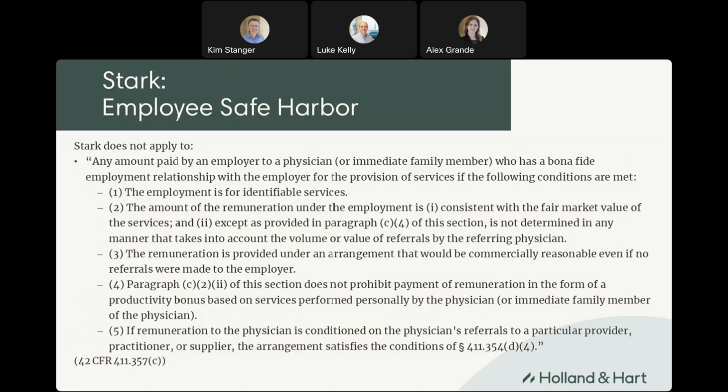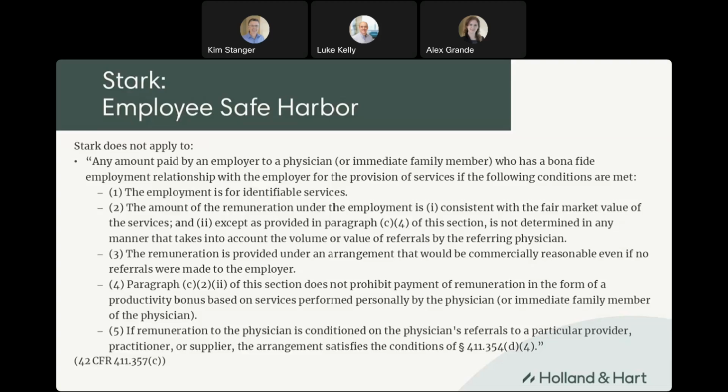In order to fit within the employment safe harbor, you're going to want to make sure that your employment contracts for physicians, or if you're employing a member of the physician's family, satisfy the following. Stark doesn't apply if the amount is paid by an employer to a physician or immediate family member who has a bona fide employment relationship if the following conditions are satisfied. First, the employment has to be for identifiable purposes or services. Second, the amount of the remuneration under the employment has to be consistent with fair market value, and it cannot be determined in a manner that takes into account the volume or value of referrals.